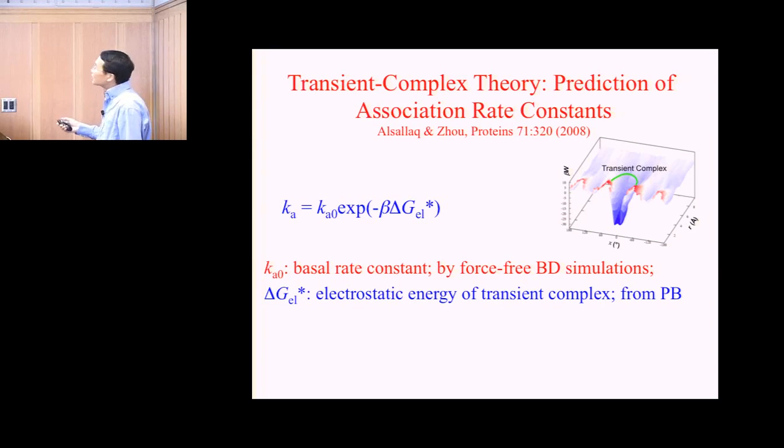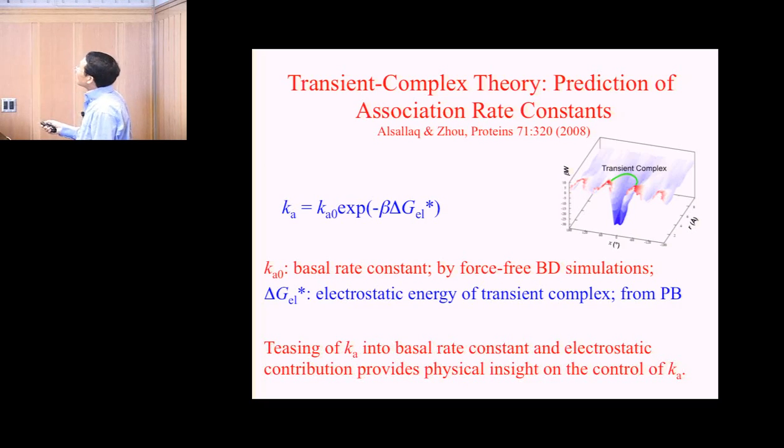And we do this by simply simulating the translational and rotational Brownian motion of the subunits, by doing what's called Brownian dynamics simulations. And these simulations can be relatively fast because we don't have to calculate forces that can bias the diffusion process. And then we capture the electrostatic contribution by calculating the electrostatic interaction energy within the transient complex. And we do this by solving the so-called Poisson-Boltzmann equation.